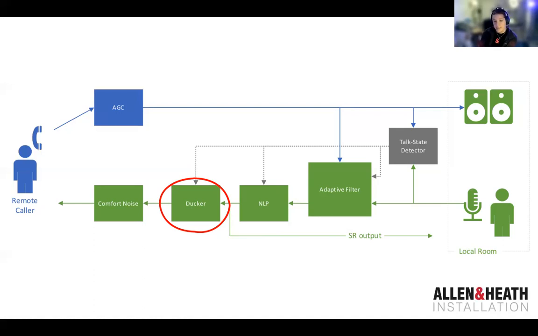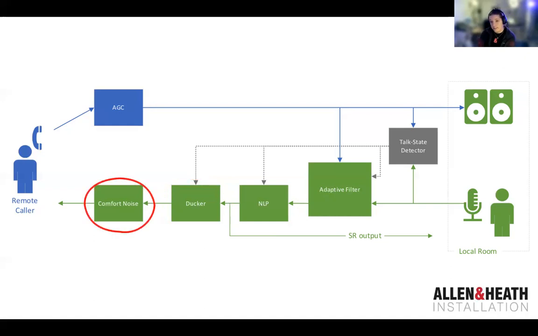So this ducker actually uses the talk state information from our talk state detector to reduce the level of residual echoes for the far end only activity, which is why it's also after this SR output. To put it another way, we can use the ducker to quiet the local room mic down when the talk state detector notices that only the remote caller is talking. That makes sense logically, right? If the near end isn't talking and it's only the remote talkers lecturing or something, we don't need to hear the local room mic. It's just them going. So we duck it.